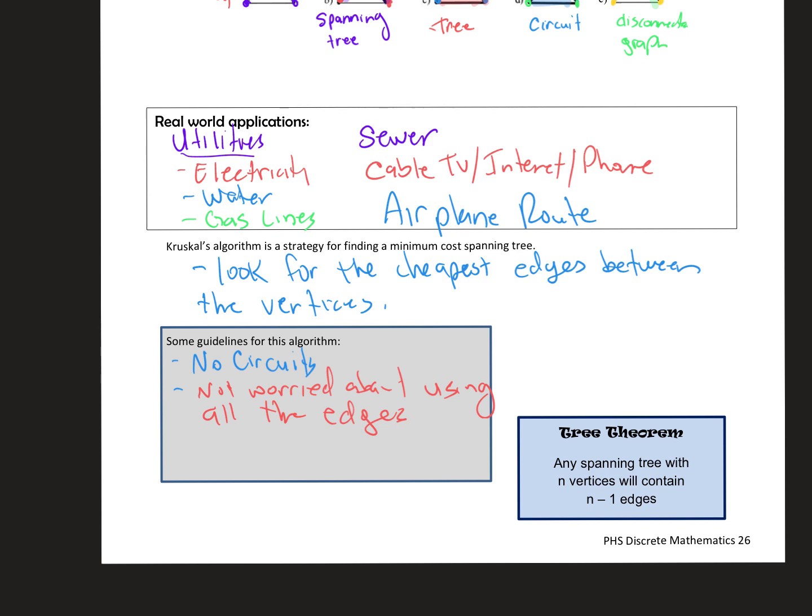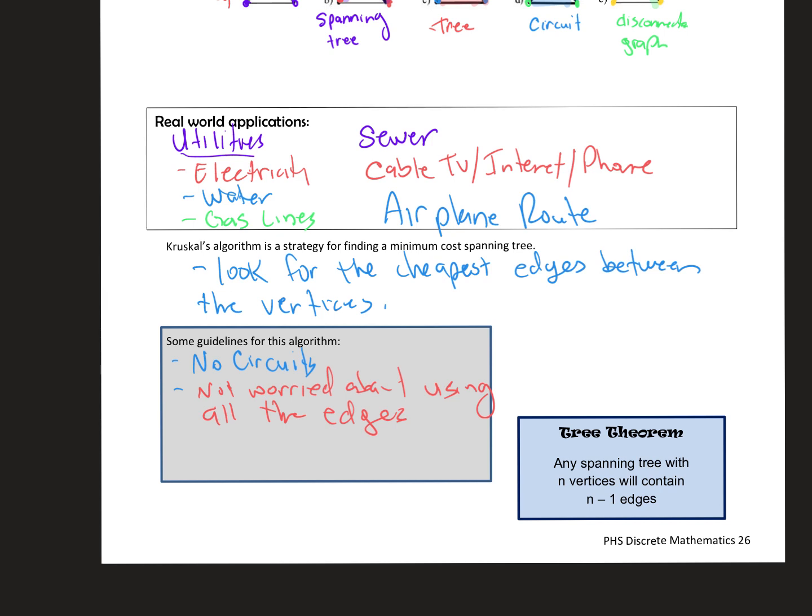What about if I add a vertex? What if I have four vertices up there? How many edges do I have to draw? I have to draw one less. And it doesn't matter how I connect them. I just need to connect to one of the vertices there.